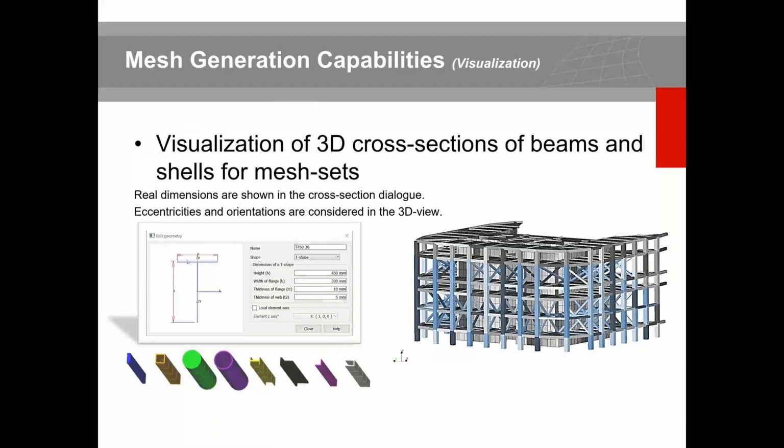After meshing, you can visualize the type of sections that you have assigned to the model based on the different profiles that we have in our library. This is done using the real dimension, and it enables you to check the orientation and eccentricity. So this is a very nice thing, because you want to take advantage, for instance, of beam or shell models, but then you still want to have a kind of realistic representation of your model. So this is fully possible using this option.